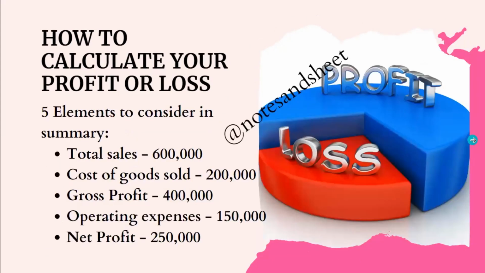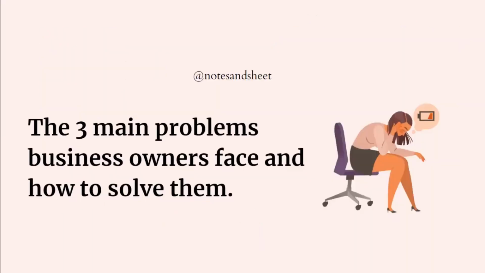But okay, so I did a summary here. Total sales 600,000 naira, cost of goods sold 200,000 naira, gross profit 400,000 naira, operating expenses 150,000 naira, the net profit will be 250,000 naira. So that's 600,000 naira minus 200,000 naira, which gives us 400,000. Then 400,000 minus 150,000 will give 250,000, which should be the main profit.